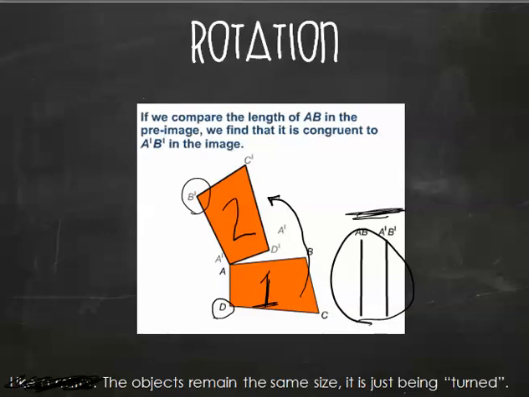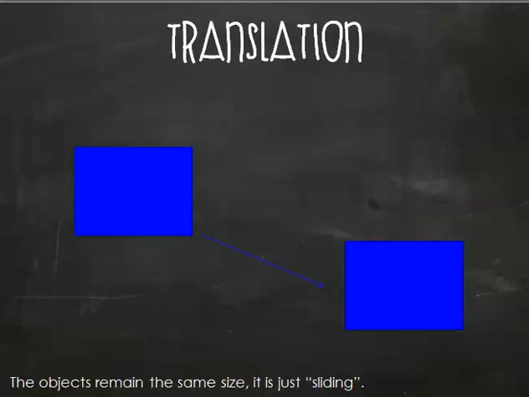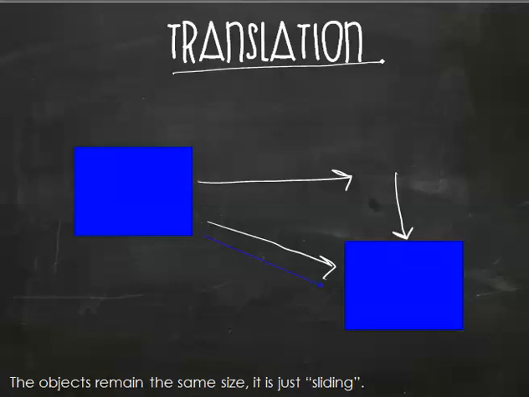Okay, so let's look at another one. The next one is a translation. Again, the object remains the same size. You're just sliding it. And sometimes when you're dealing with translation, instead of just sliding it diagonally like this, it might tell you to slide it to the right and then slide it down. You can slide it twice, being a translation. You can slide it 3 times, 4 times, 5, you can just keep sliding it all over.